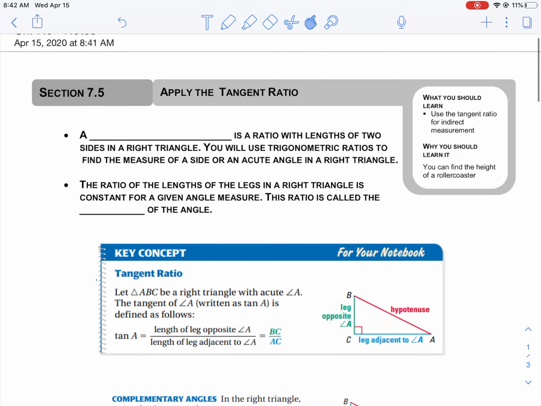So to start out, a trigonometric ratio is a ratio with lengths of two sides in a right triangle. You will use trigonometric ratios to find the measure of a side or an acute angle in a right triangle. So these work with right triangles only. The ratio of the lengths of the legs in a right triangle is constant for a given angle measure. This ratio is called the tangent of an angle.